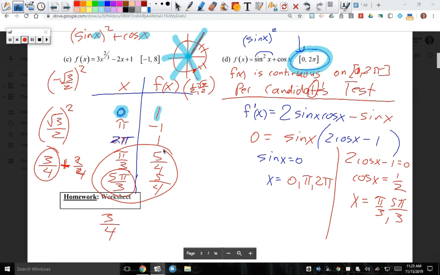Can I have two x values that share the same max, yes or no? Yes. So you would say the absolute max equals 5/4 at x equals pi over 3 and x equals 5 pi over 3. Where does the absolute min occur? At pi. So you'll say the absolute min equals -1 at x equals pi.